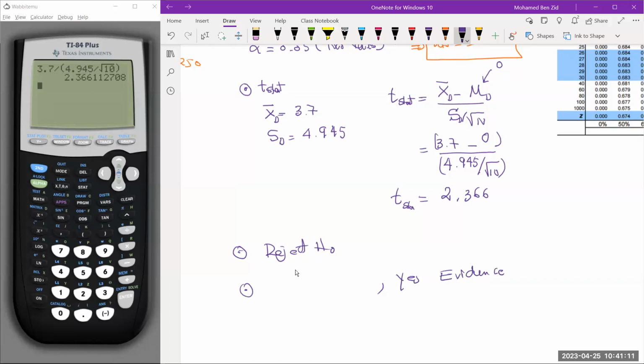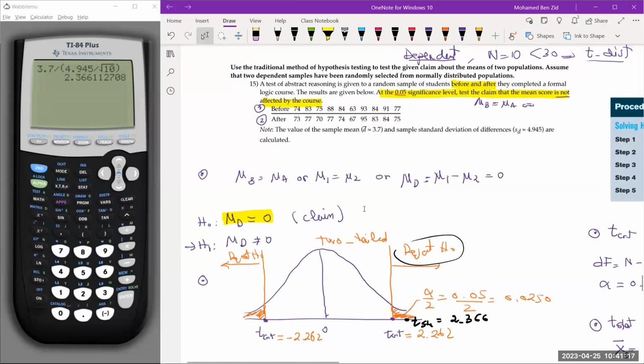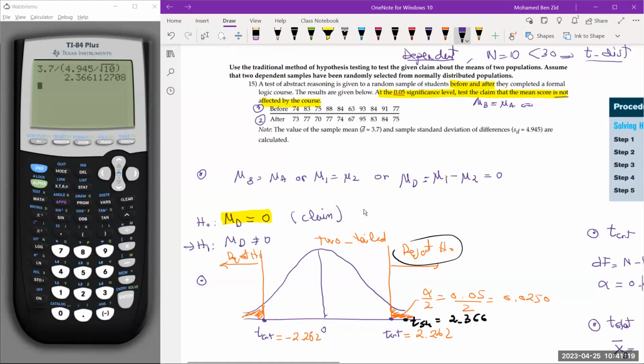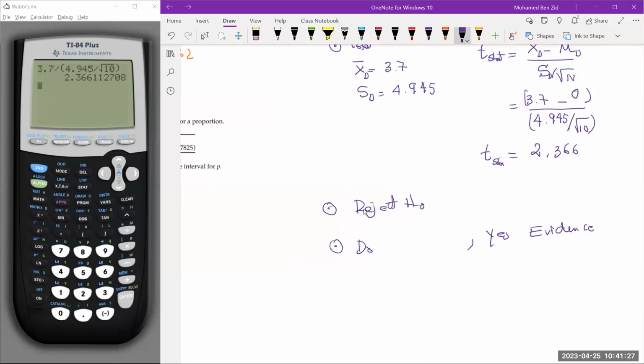And now, are we supporting the claim or not? We have to go back to the original problem. And the claim is actually H0. And since we rejected H0, we are not supporting the claim. All right, so do not support the claim.